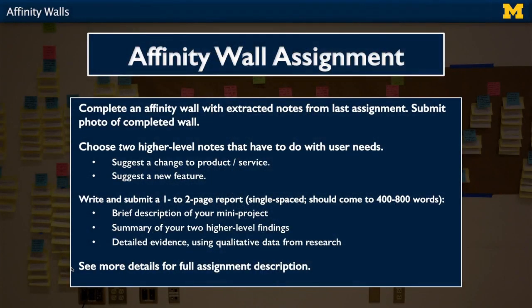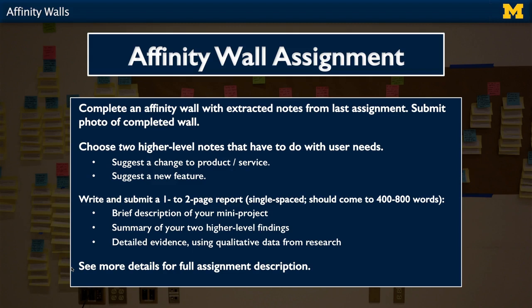The affinity wall assignment, which is really one of my favorite assignments in this kind of work, is this: you want to complete an affinity wall using all of the affinity nodes that you have from your last assignment. You'll submit a photo of the completed wall, and then I'd like you to choose 2 of the higher level nodes that have something to do with user needs assessment. They might suggest a change to a product or service. They might suggest a new feature. In any case, they'll tell you something else about the product or service that you might not have known before, or which the people who created the product or service wouldn't have known before.